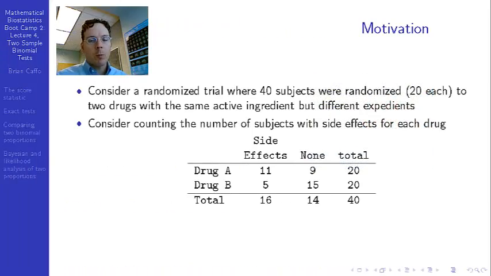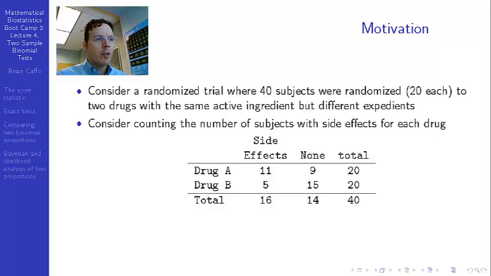Okay, so let's put some context on this. So imagine a randomized trial where there were 40 subjects and 20 each were randomized to two drugs. And the two drugs had the same active ingredients, but let's assume they had different excipients, that is, ways in which the drugs were delivered. Let's just say one was a capsule and one was a different kind of pill.